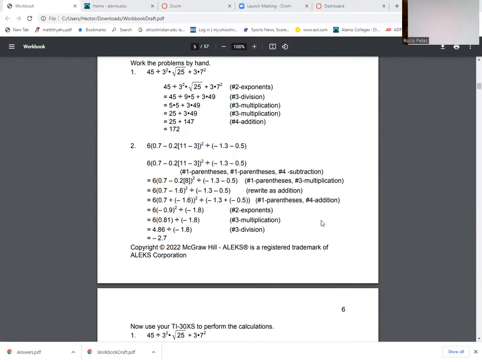Let me write down. Be careful with number 2 because it has a lot of decimals. So 6.